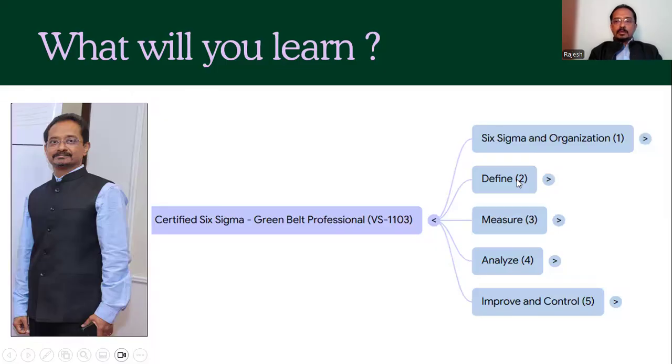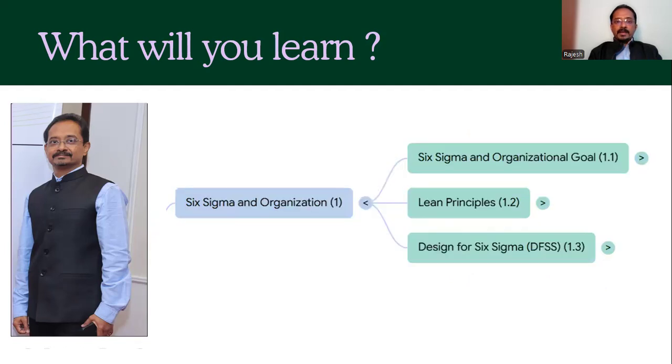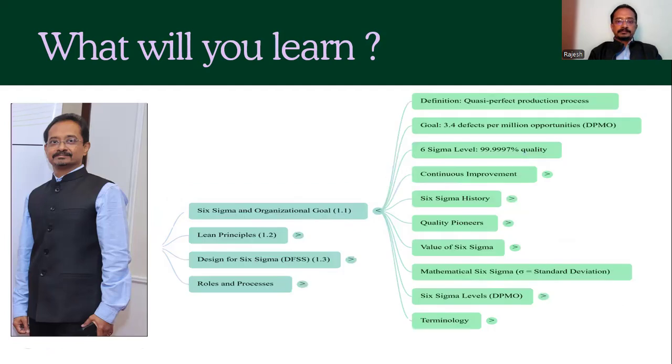So what are you going to learn in this course? We are going to cover Six Sigma overall, how it is utilized in organizations, and the DMAIC methodology: define, measure, analyze, improve, and control. And in the Six Sigma organization, we are going to talk about the organizational goal, the Lean principles, and how we can do Design for Six Sigma. This we are going to cover.